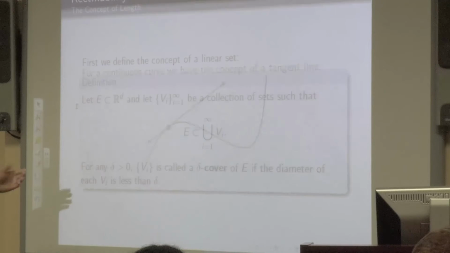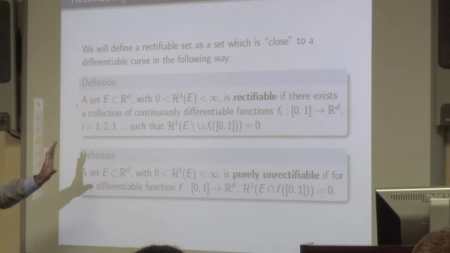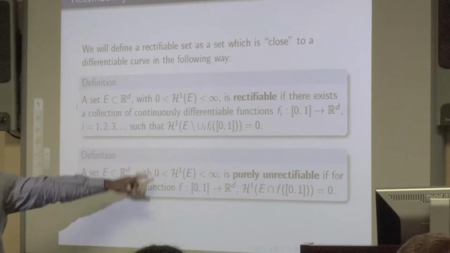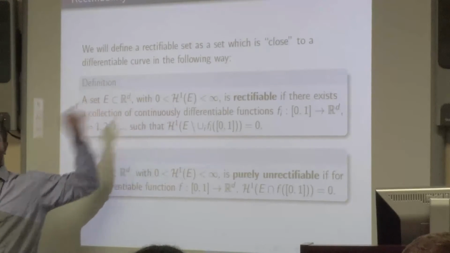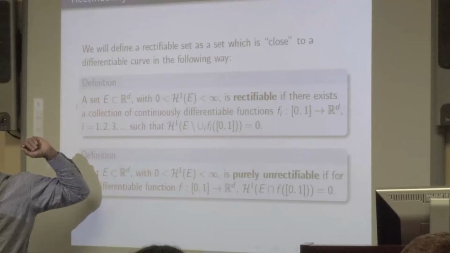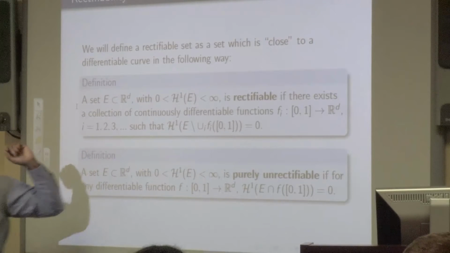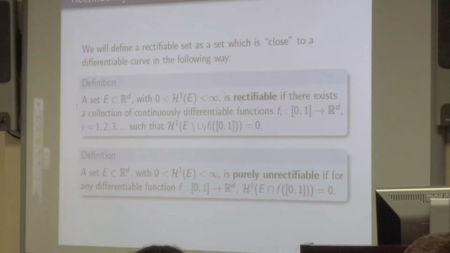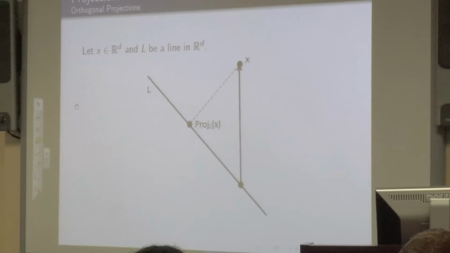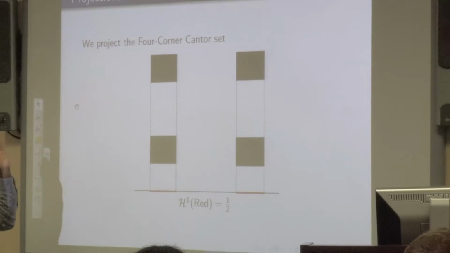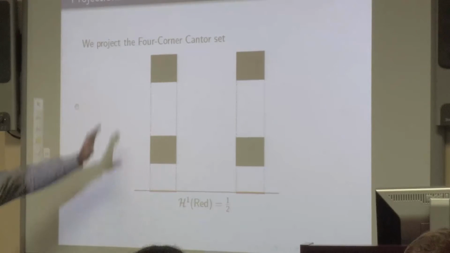You have to be a little careful here. I defined rectifiability and pure rectifiability only for sets that are dimension 1, because I assume that my length is finite. So if we want to project anything, we probably want to project one-dimensional sets. And the four-corner Cantor set with 1/4 similarity scale is exactly dimension 1. Okay, so I project this.